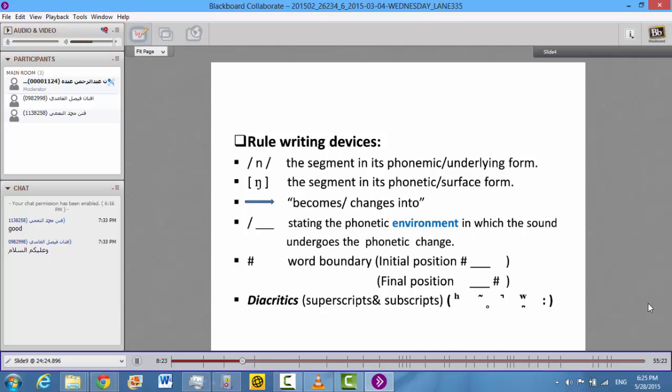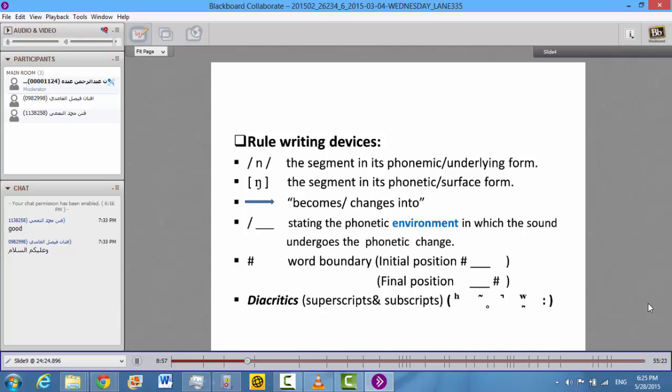Also here we need to use the diacritics. What are these diacritics? You took them in phonetics. There is a whole page in Roger's book. If you go back to that book and study that section. The diacritics are actually superscripts and subscripts, small symbols that are used to show more features about the sounds when they occur in a particular position.